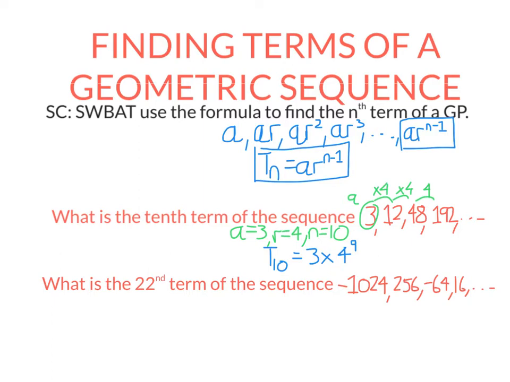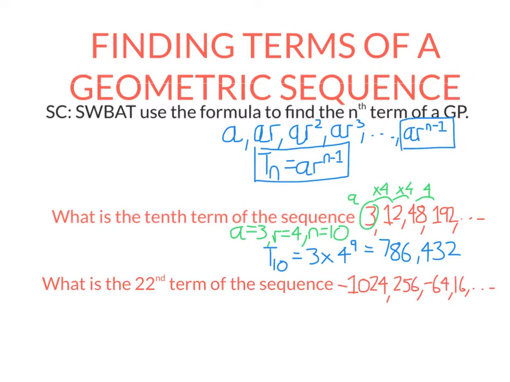So putting that into my calculator, I get 786,432. Yes, I get a very big number. This should be reminiscent of when we did exponentials. It's increasing exponential, so it gets big really, really fast. And that's my answer.